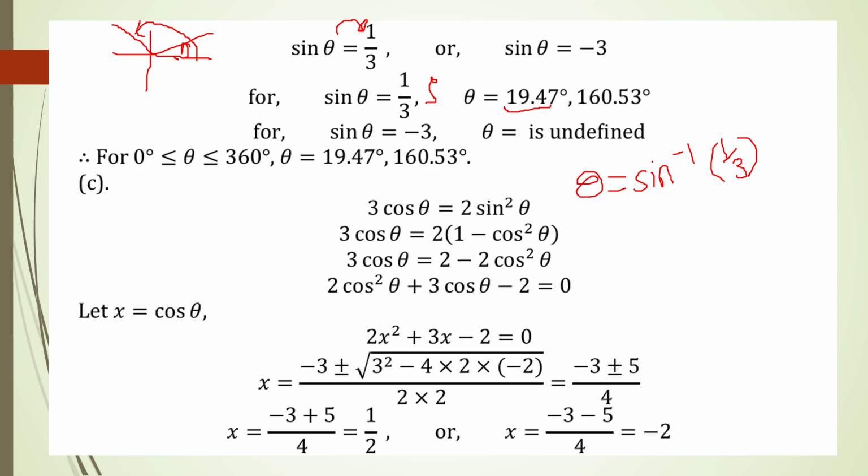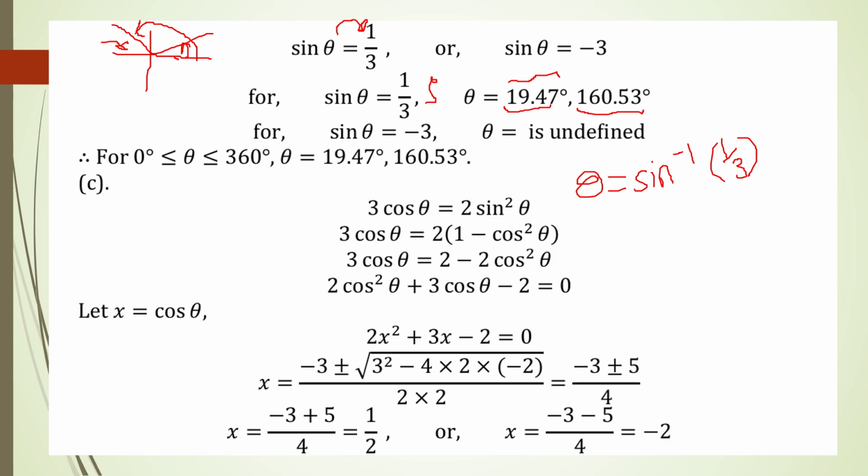So theta is going to be obtained as arc sine of a third, and then we get our value of the angle to be 19.47 degrees. To get the other angle, in the second quadrant, it is 180 minus theta. So 180 minus 19.47, we end up with 160.53 degrees. So that was it for a third.